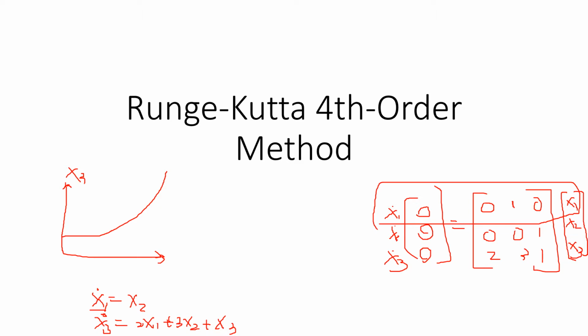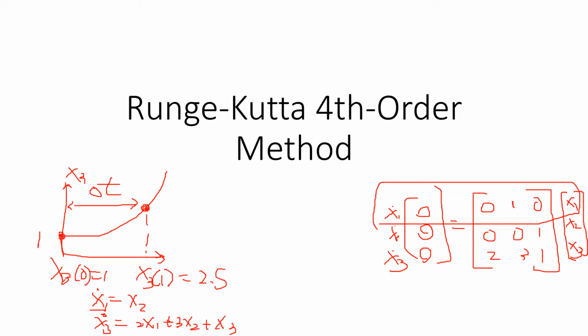So if my initial point has the initial value 1, and this is delta t, how can we approximate this value? We already know x3 at 0 is equal to 1. For example, maybe x3 at 1 is equal to 2.5. How do we approximate this value?